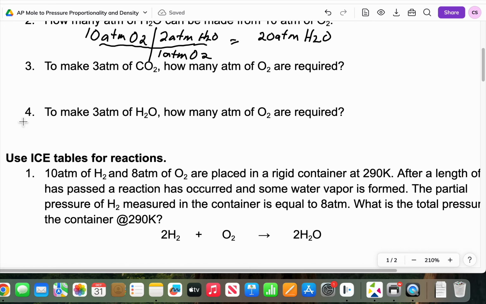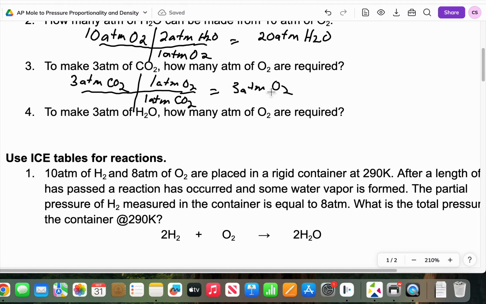Okay? To make 3 atmospheres of CO2, how many atmospheres of O2 are required? So we just go like this. You just say 1 atmosphere of CO2. There's 2 O's in there, so you can make 1 atmosphere of O2. So the answer is 3 atmospheres of O2.